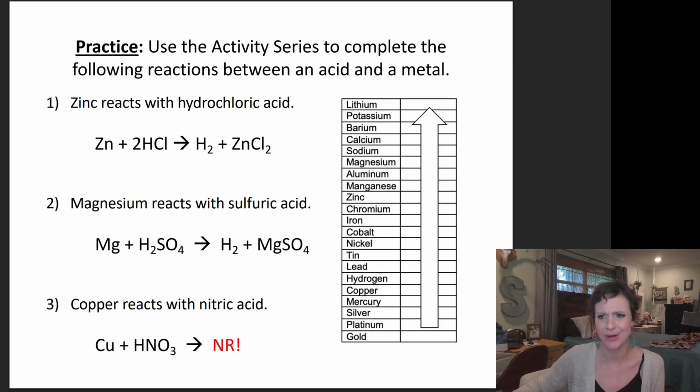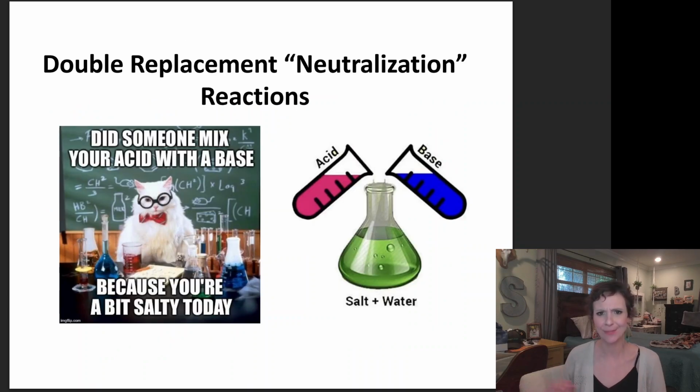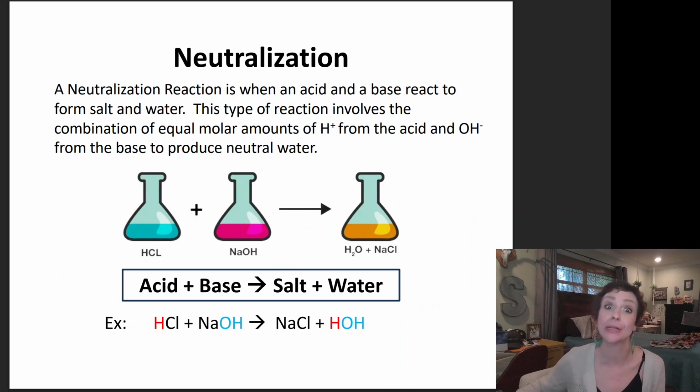Okay, so let's go back to our lesson now that we've learned some good things about the attractiveness of certain metals. We're going to talk now not about single replacement reactions, but double replacement reactions, which we have done actually a few times. So hopefully this won't be too big of a deal. When I'm talking about double replacement reactions in my acids and bases, I talk about what's called neutralization reactions. The little cartoon says, did somebody mix your acid with a base? Because you're a bit salty today. You were like, I don't understand. Well, you will understand. Here we go.